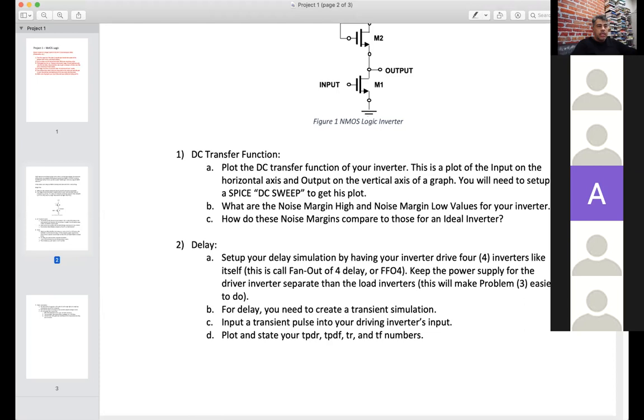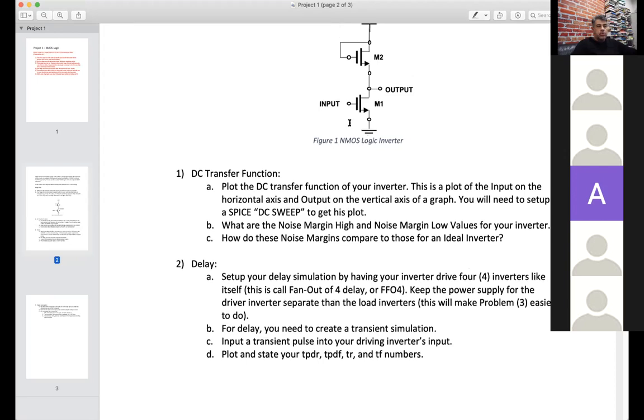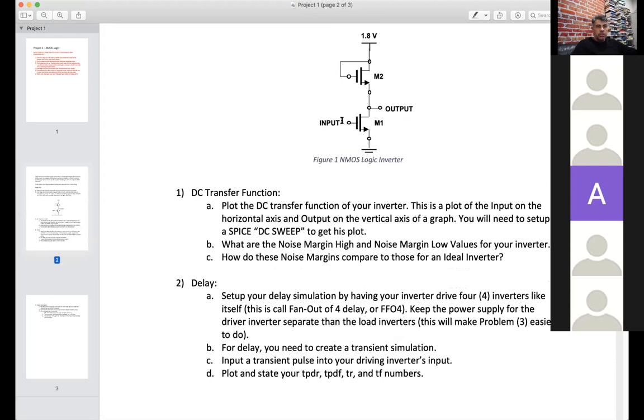Oh, can't share. Okay, never mind. So basically you have to do a DC sweep on the input to look at the output. So let me show you guys what I mean.